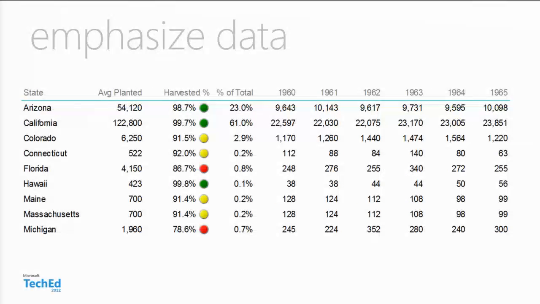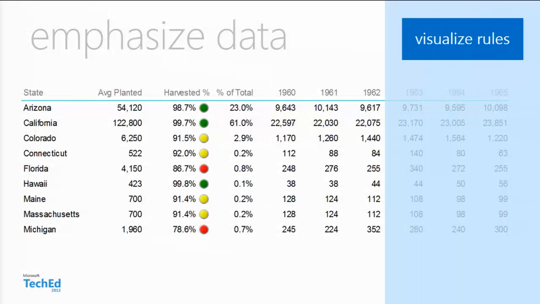A good way to visualize that, rather than just looking at the numbers, would be to use a KPI or an indicator sort of visualization. So here, when you have business rules like that, use something to visualize them like an indicator.